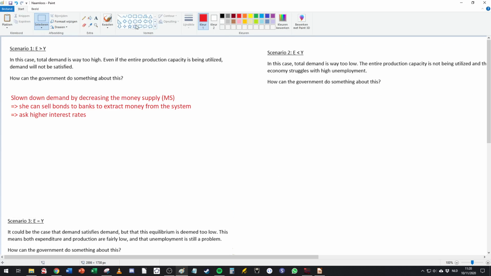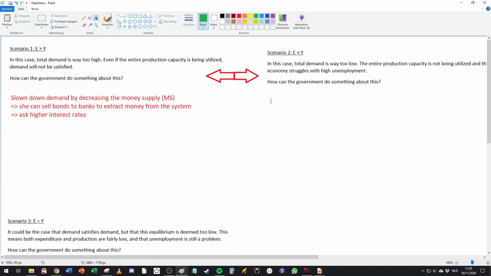Then on the other side of the story, these two are completely different. Is there something like a double arrow in Paint? I don't think so, so I will make my own double arrow. Oh, this is beautiful. Let's make it perfect, just like that. So this is the opposite right now, scenario 2. I will use a green color for that.